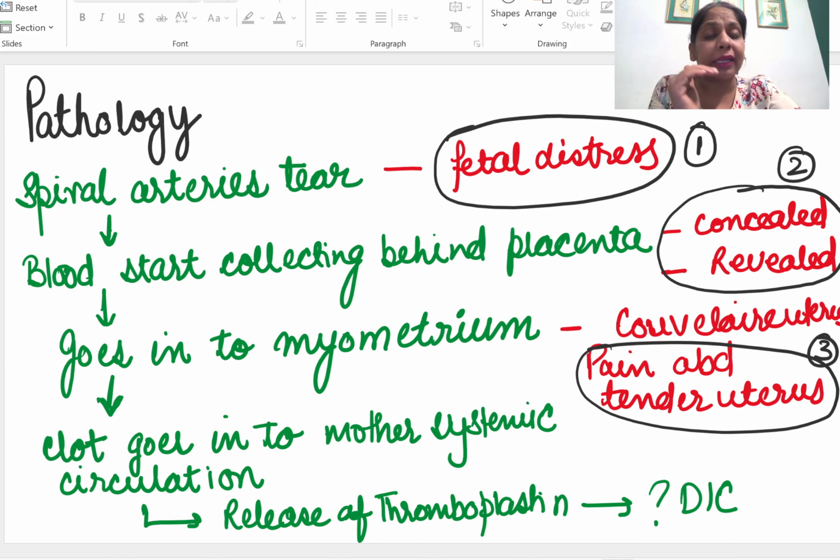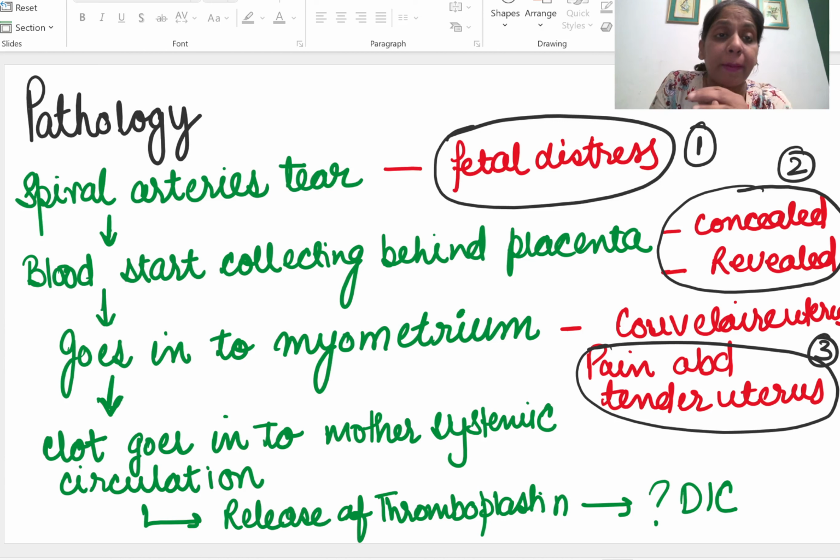Now blood starts collecting behind the placenta, because the spiral artery has torn. Now you tell me where this blood will go. Either the blood will remain inside, or it will come outside, or it can be mixed, right? If the blood comes outside, it is known as revealed abruption placentae. But because it comes slowly, this blood will be dark red in color, not bright red. If the blood remains inside, it is known as concealed abruption. If it is both, it is mixed.